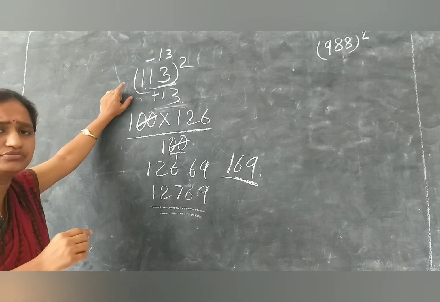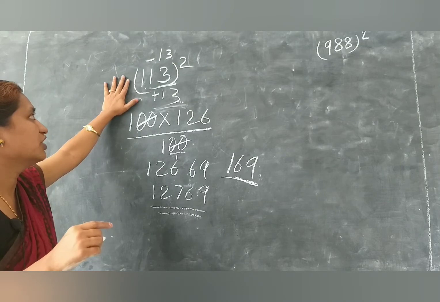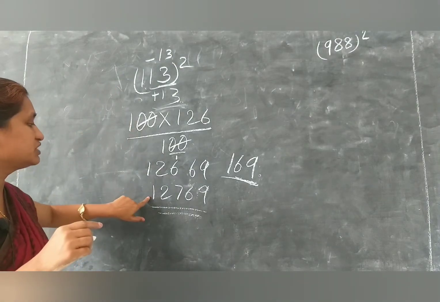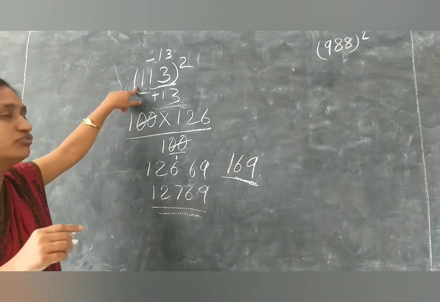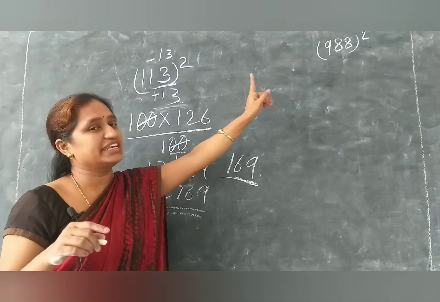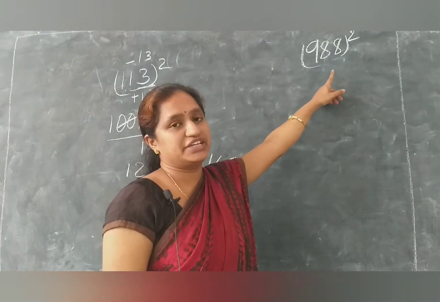Is it clear? Is it understood? Yes. Okay. Now, is it understood? I guess this is understood for you. So, 1, 2, 7, 6, 9 is the square of 113. Now, let's move on to the 988. So, have to find out the square of 988.